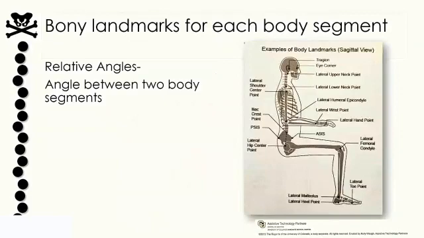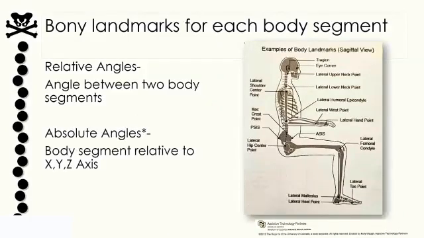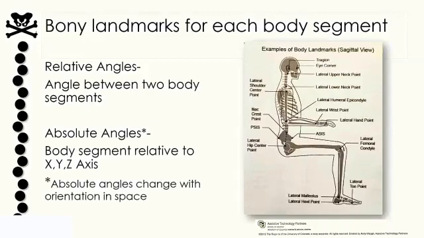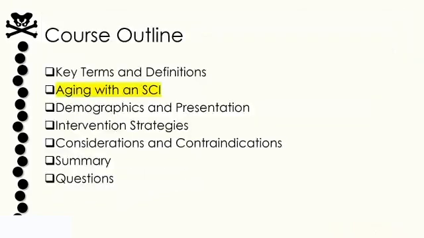Relative angles are angles measured between 2 body segments, relative to each other. Absolute angles are relative to the position against the axes. Obviously the absolute measures change with orientation, so we have to measure and remeasure in the same orientation in space.